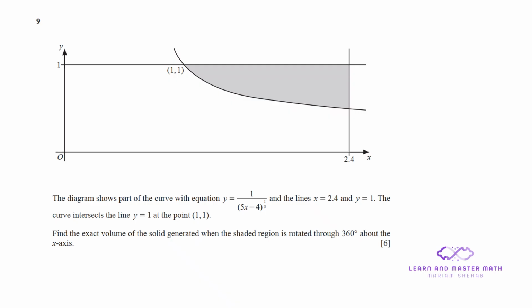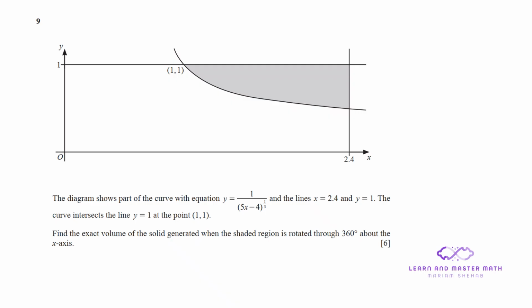Question number 9. We are given this figure, and the diagram shows part of the curve with equation y equals 1 over (5x minus 4) to the power of a third, and the lines x equals 2.4 and y equals 1. The curve intersects the line at point (1, 1). Find the exact volume of the solid generated when the shaded region is rotated 360 degrees about the x-axis.